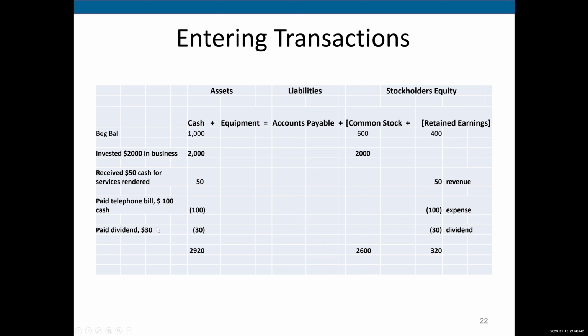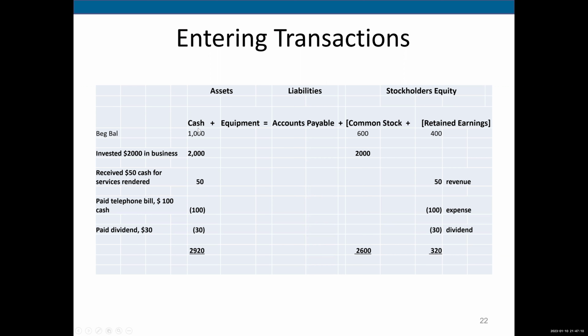Now, how about this one? We paid a dividend of $30. If we pay out cash, does cash go up or down? It goes down. And why do we pay the cash? Because we're distributing profits, and we do that through dividends. So dividends reduce equity, and we do that through the retained earnings section.